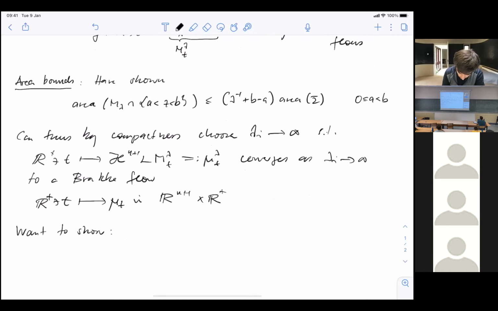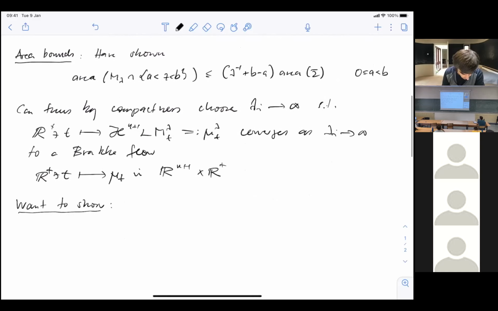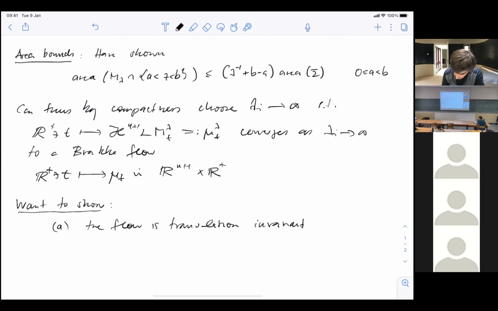So what are the two important things today? First, the first point is to show that the flow is translation invariant. I.e., we have that mu t is equal to sigma t cross R plus, for sigma t a Brakke flow on R^{n+1}.